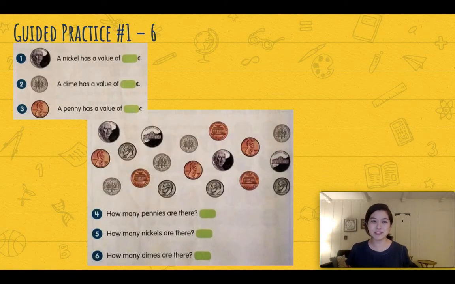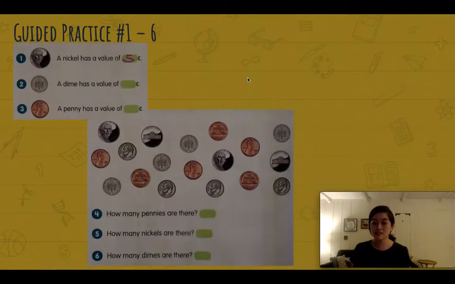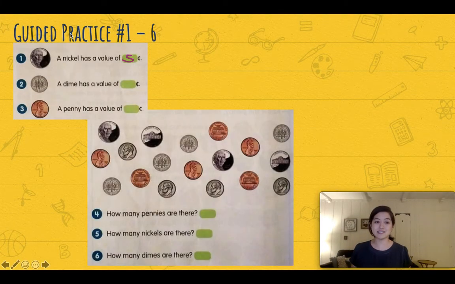Hi again, you must be ready. Let's see what you got. A nickel has a value of 5 cents. A dime has a value of 10 cents. A penny has a value of 1 cent. Let's look at this group of coins that we have.